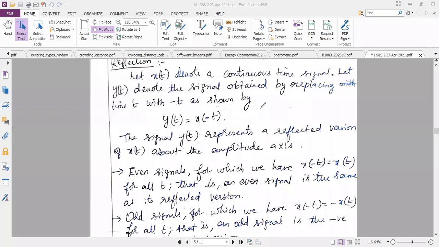So today we will continue the topic. In the last class, we started with the operations performed on the independent variable. Independent variable is t, which is along the x-axis.